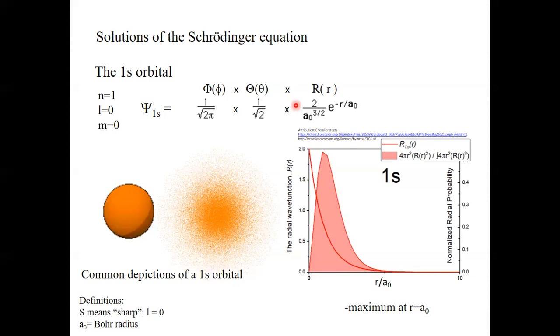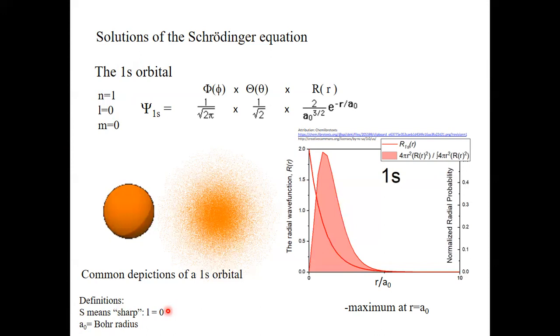So let's start with the most simple orbital. That's the 1s orbital. The 1s orbital is nothing else but the wave function in which the quantum number n is equal to 1, the quantum number L is equal to 0, and the quantum number m is equal to 0. So basically, that 1 is representing the principal quantum number n, and it's called an s orbital because the quantum number L is equal to 0, so s actually stands for sharp. You probably all know that from previous classes.